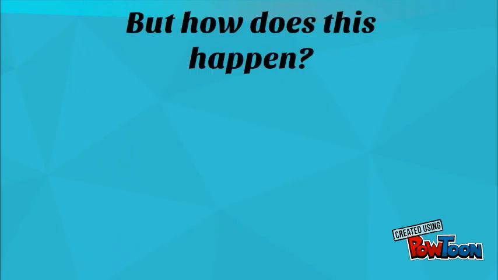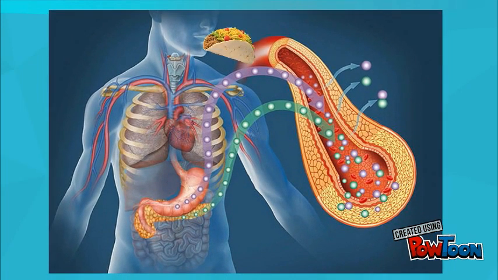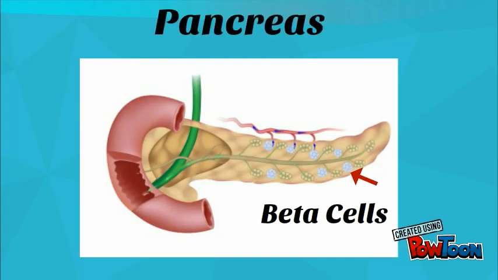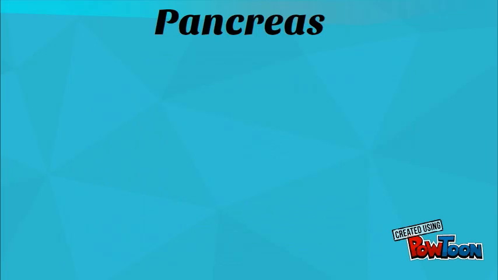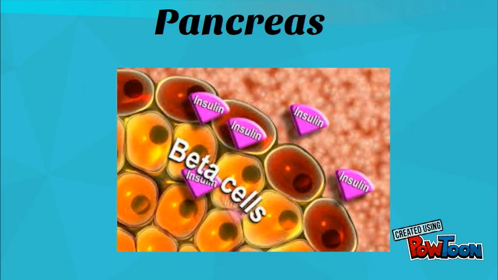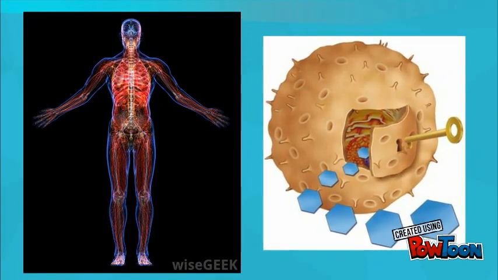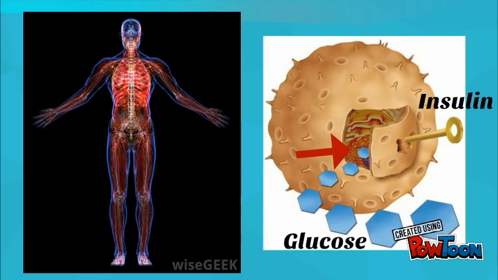But how does this happen? When we eat a meal, carbohydrates are broken down into glucose and absorbed into the bloodstream. This causes an increase in blood glucose levels. When this is high, blood glucose molecules leave the blood and enter beta cells in the pancreas. These beta cells respond by releasing the hormone insulin. Insulin enters the bloodstream and is transported to cells all over the body and unlocks the cell to allow glucose in. Without insulin, glucose can't reach the cells, causing high blood glucose.